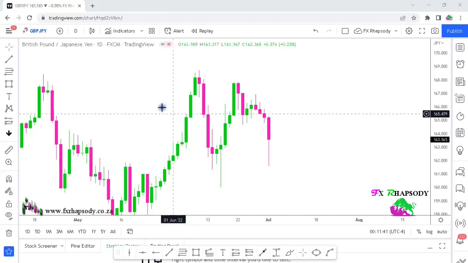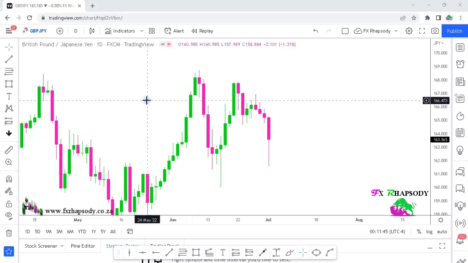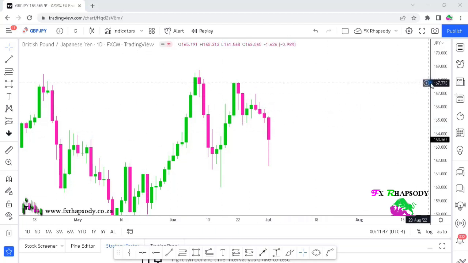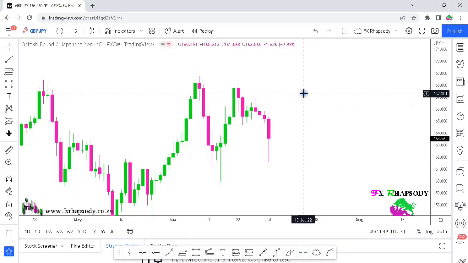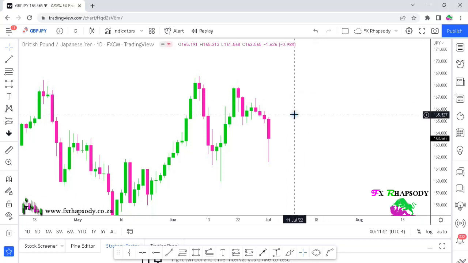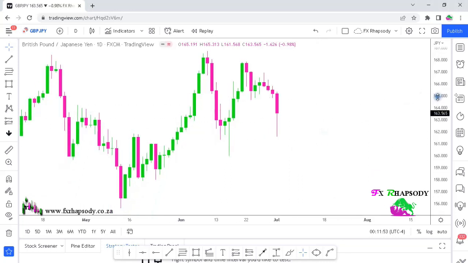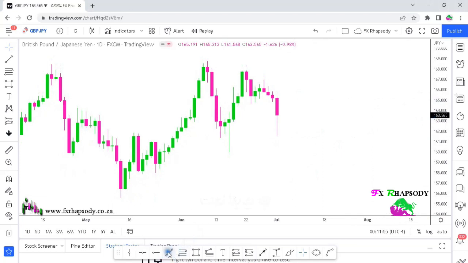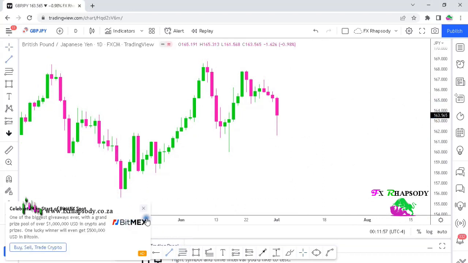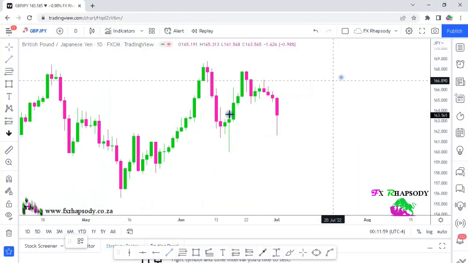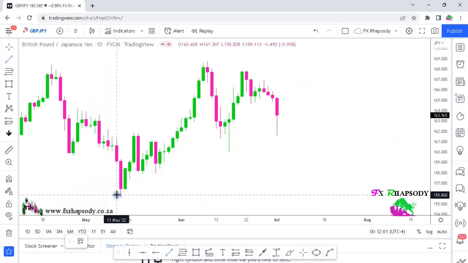So let us hit the charts. What we're looking at first today is going to be the British pound, Japanese yen. We're doing top-down analysis, starting from the daily, moving our way down to the hourly time frame. On a daily time frame, what we can see is a nice little uptrend that was formed by the British pound against the Japanese yen.